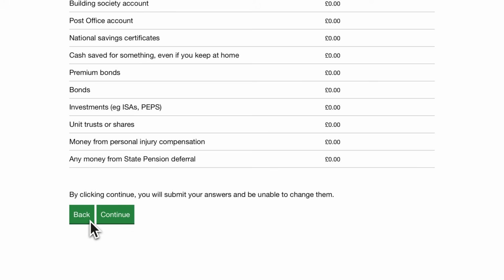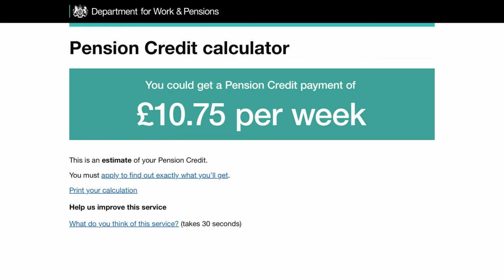Jackie is happy with the answers she has given, and so selects Continue and will no longer be able to change her answers. Taking into account all of the details Jackie has given, including income and savings, the calculator estimates that Jackie will be entitled to £10.75 pension credit per week.